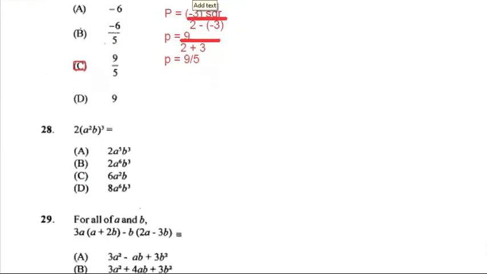So 28. 2 multiplied by this bracket of a squared b, which is raised to the third power.